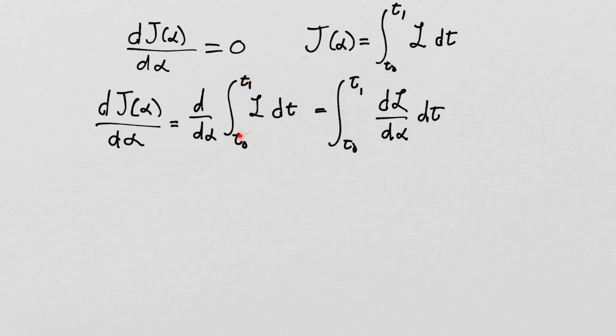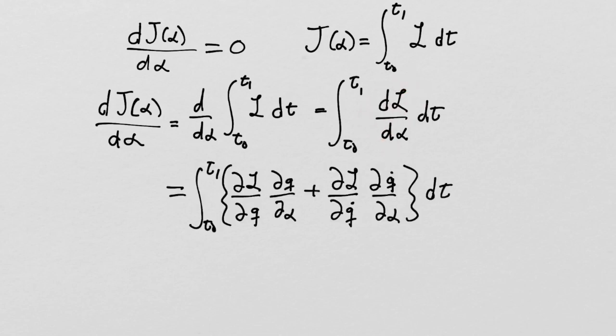Sometimes there's a problem if the limits of integration are functions of some of the dependencies in L, but that's not the case here. If it was a function of alpha, that would be a bit of a problem, but not in this case. These are just numbers. So we have to execute this derivative, and that's going to be chain rule. And so here's our application of the chain rule.